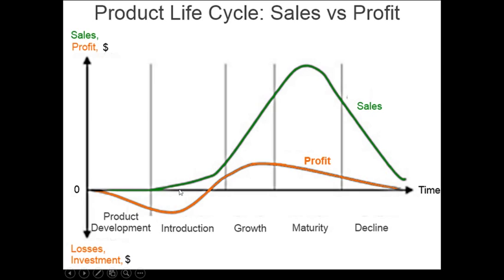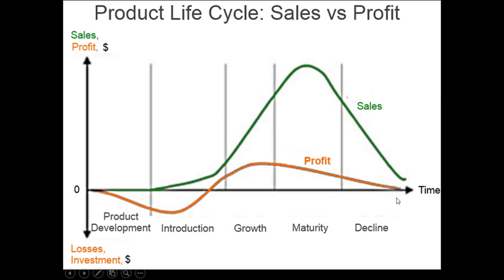The theory is that every product will go through this product life cycle. The length of the life cycle will vary from product to product, and the shape might vary as well. But this is the general model of what the sales of a product over time look like.